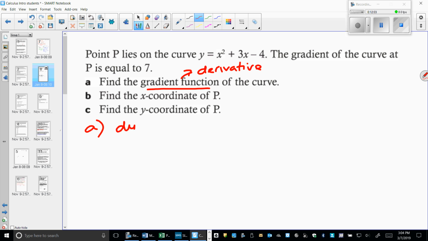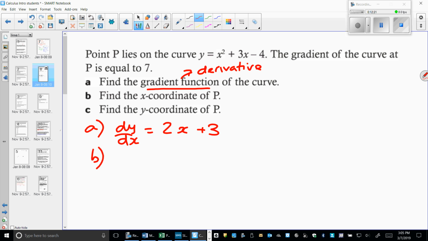We have 2x, plus 3, minus 0. Okay, I'm not going to write minus 0, I'm just going to leave it. So that's my gradient function.